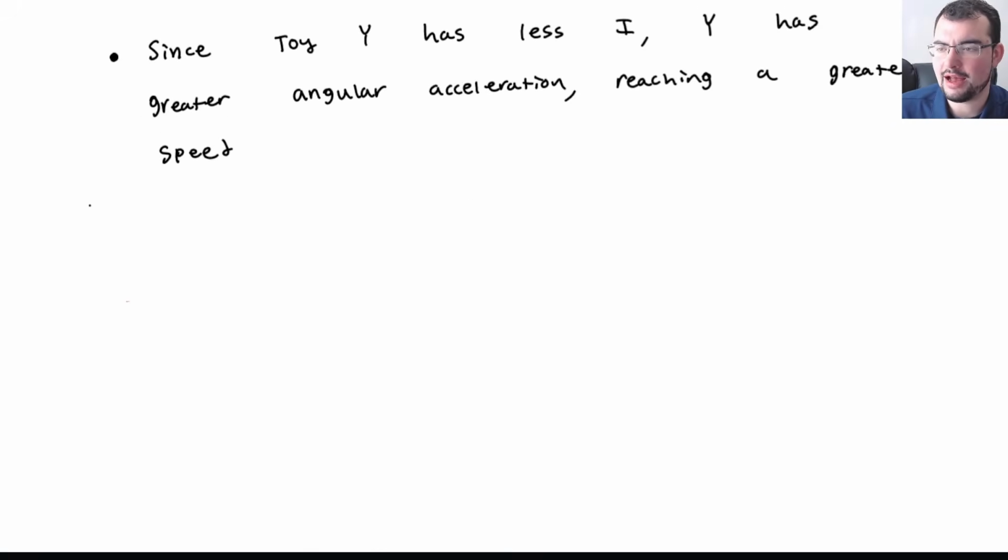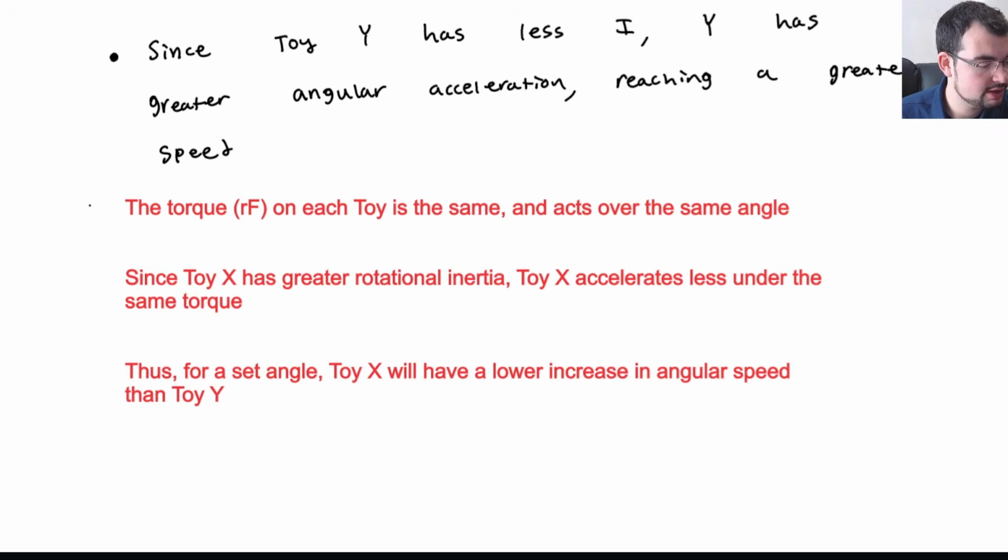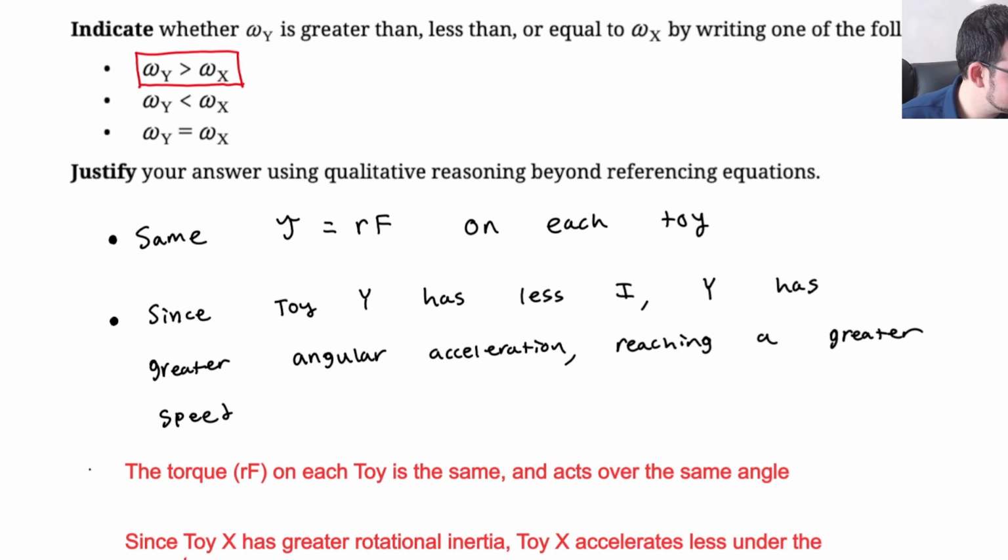Now, when I typed it out, I said this: torque on the toy is the same, acting over the same angle, or same string distance. Since toy x has a greater rotational inertia, toy x accelerates less under the same torque. Thus, for a set angle, toy x will have a lower increase in angular speed than toy y, so omega y is larger than omega x. Now, there's a million ways to justify this. I can't imagine all the different rubric variants that there are.